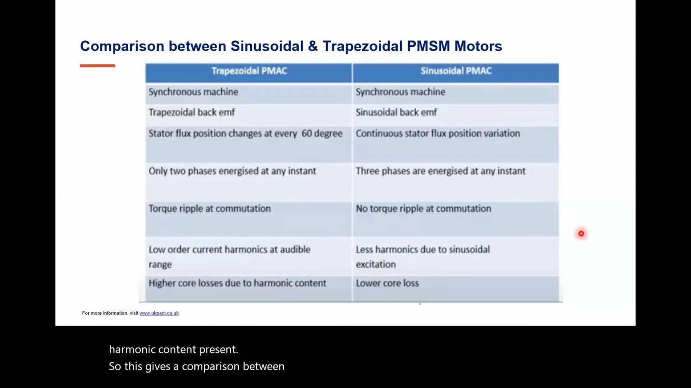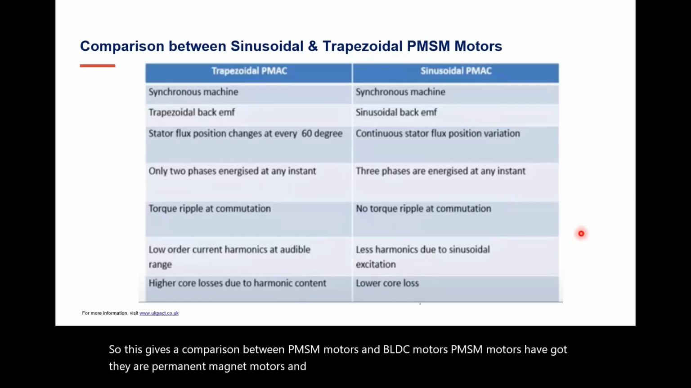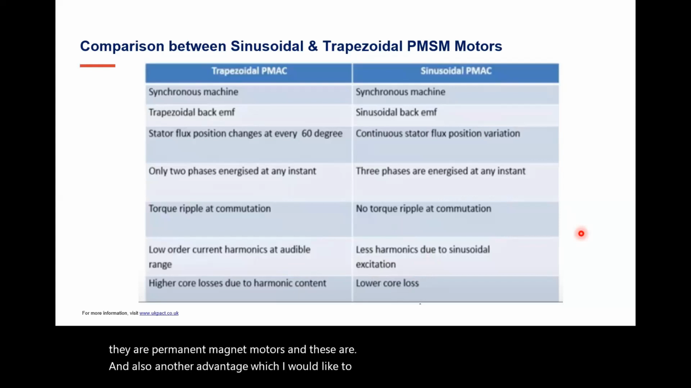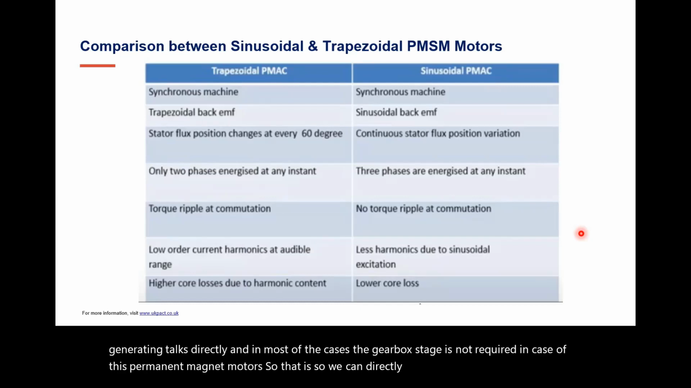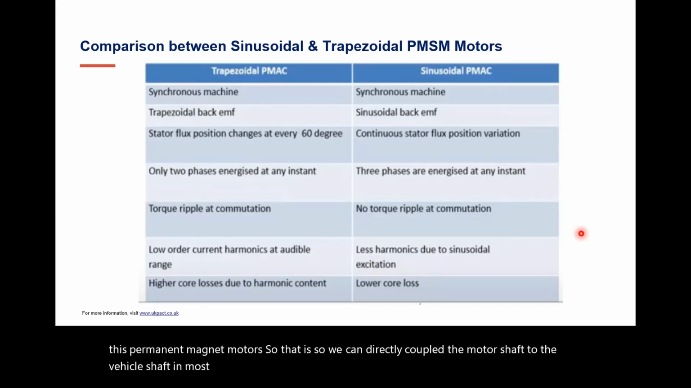PMSM motors are permanent magnet motors, and another advantage which I would like to mention here is that they are capable of generating torque directly, and in most of the cases a gearbox stage is not required in these permanent magnet motors. So we can directly couple the motor shaft to the vehicle shaft in most of the cases, which reduces the complexity and improves the efficiency.